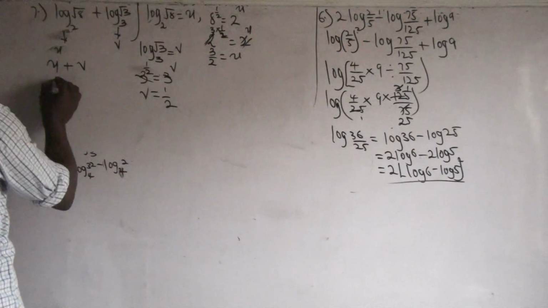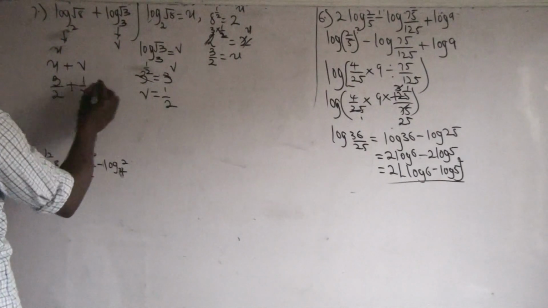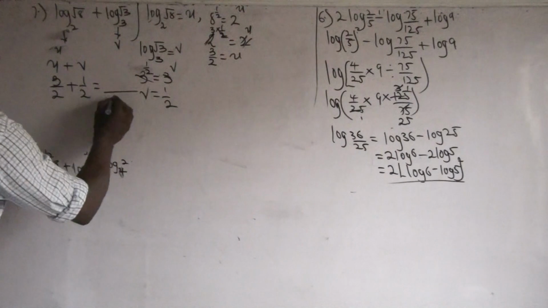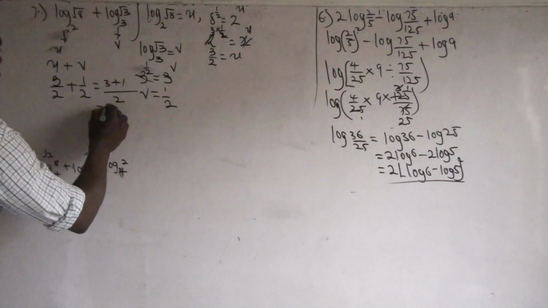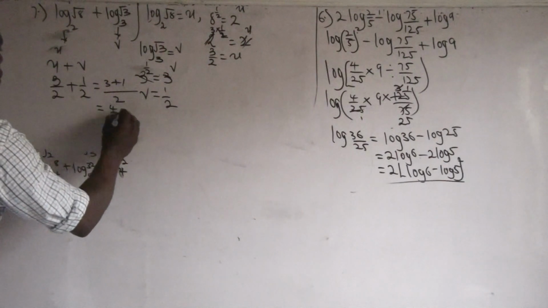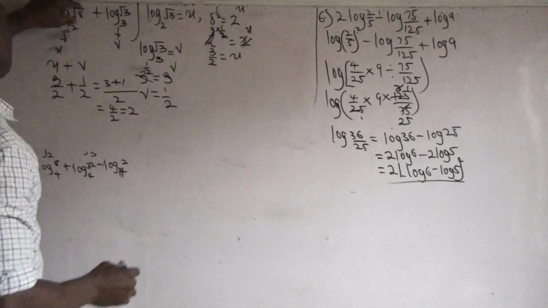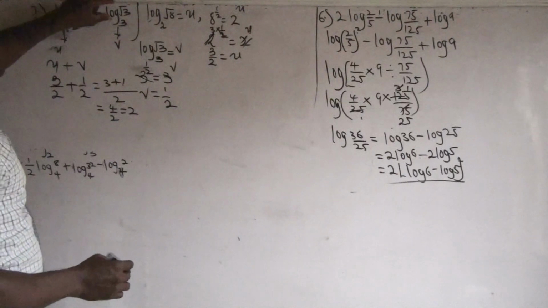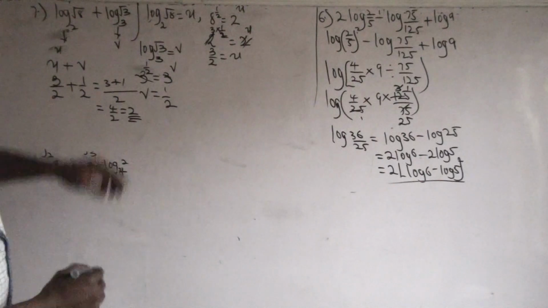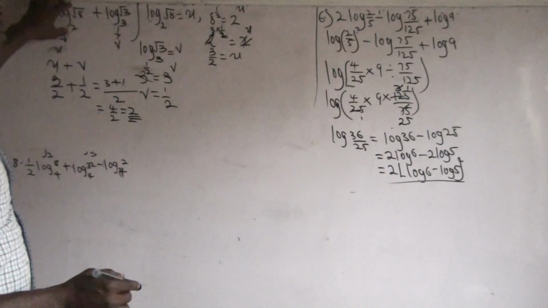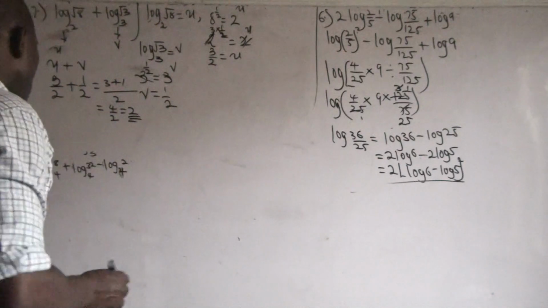Our U is 3 over 2. Our V is half. So by the time we do this, the LCM is 2, 3 plus 1, that will give us 4, and 4 divided by 2 is 2. So we see that log root 8 to base 2 plus log root 3 to base 3 is equal to 2. So the first thing you do, because the bases are not the same, you operate this one and find the value, operate this and find the value, then you sum the results together.